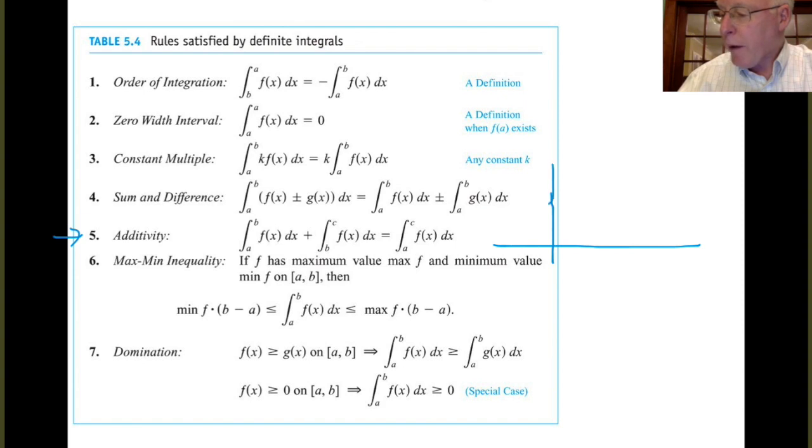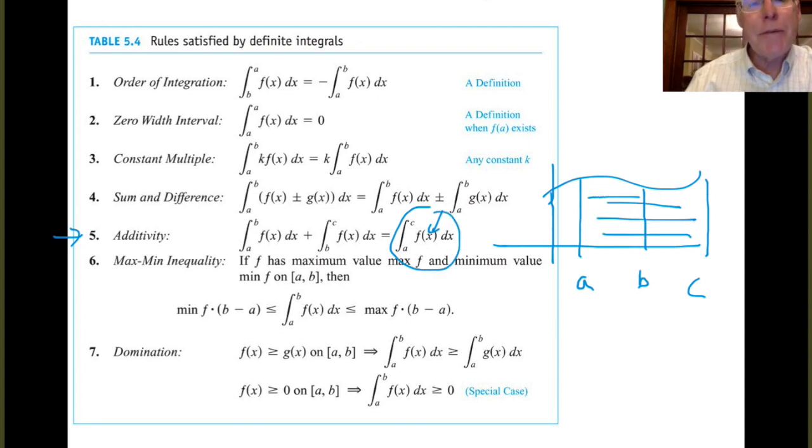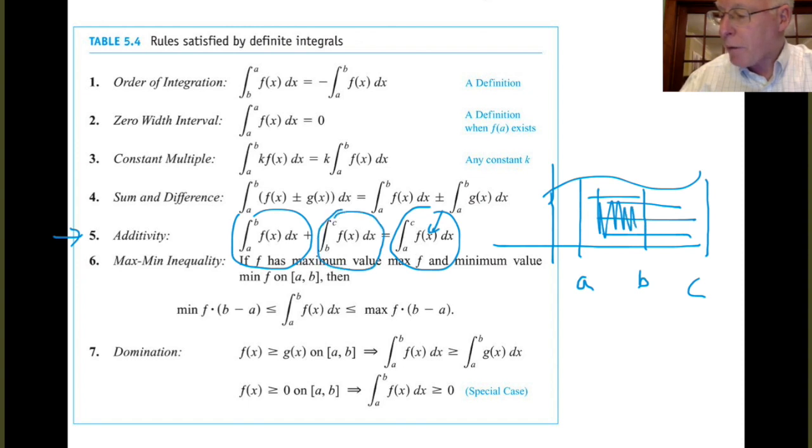Let's suppose we have a graph here, and we are integrating from a to c. This is the integral we see on the right over here, and then there's a b in the middle. So the integral from a to c, we can think of as the area of this whole region under the graph between a and c. The integral from a to b gives us this piece on the left, and the integral from b to c gives us this piece on the right. So if we think of this in terms of areas, it just says the big area is the sum of the two little areas.